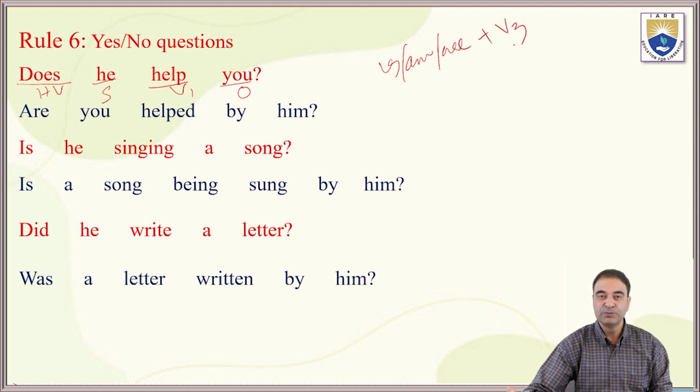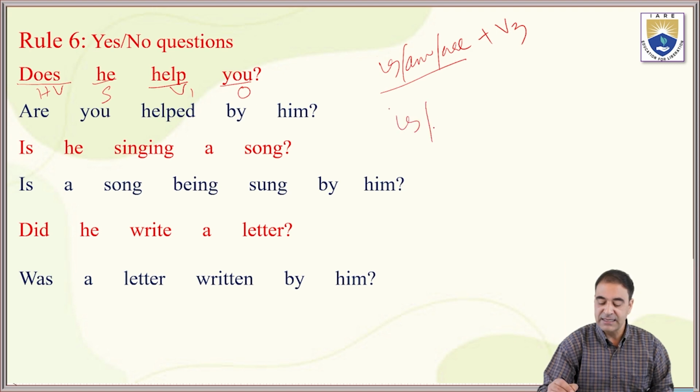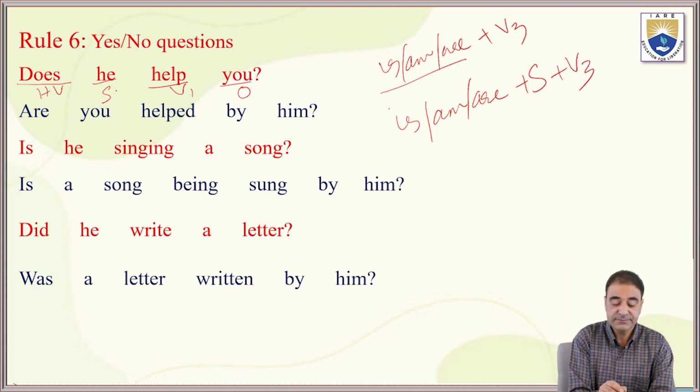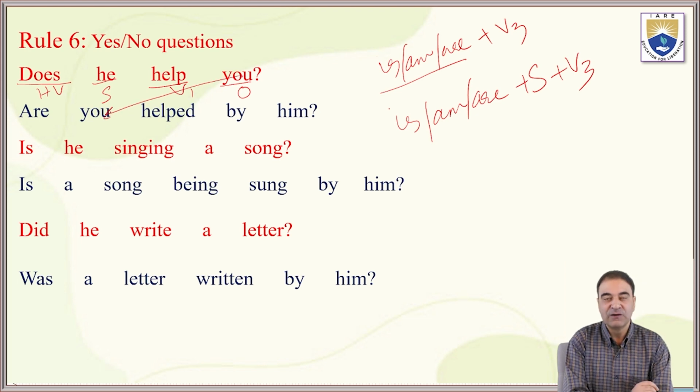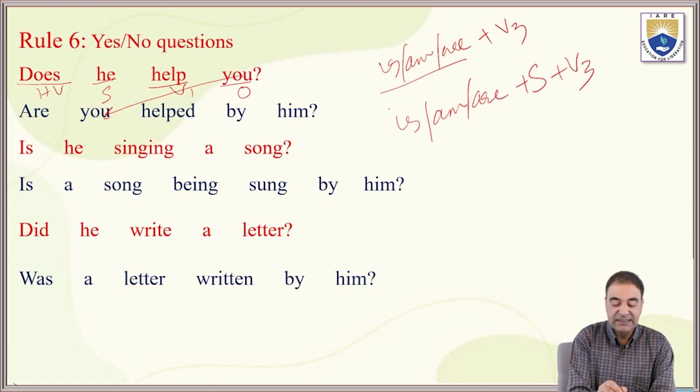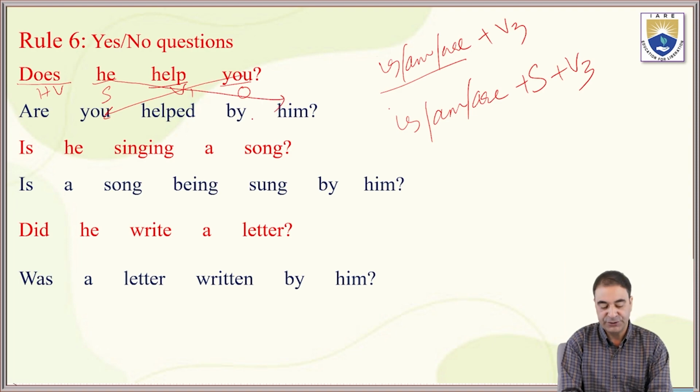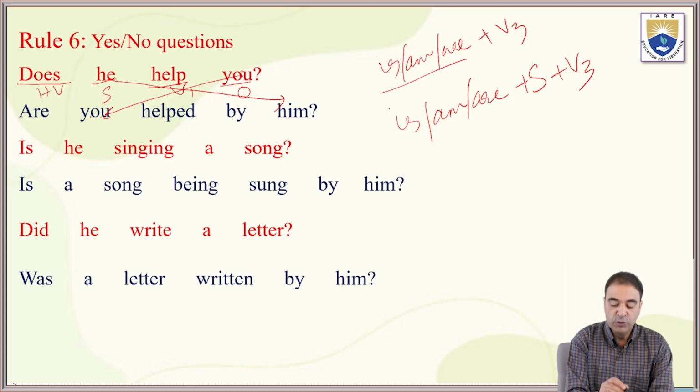As I told you, in an interrogative sentence, we just introduce the subject after be forms of verb. Here we have be forms of verb: is, am, are. We have to write like this: is, am, are plus subject, then verb in third form. Now look at this sentence. You will come at the position of subject, and he will come at the position of object.